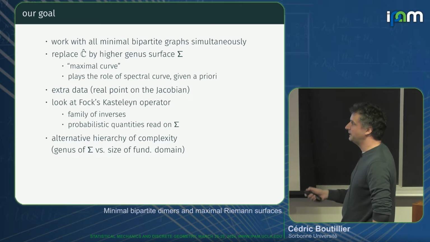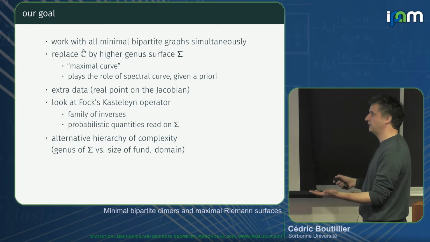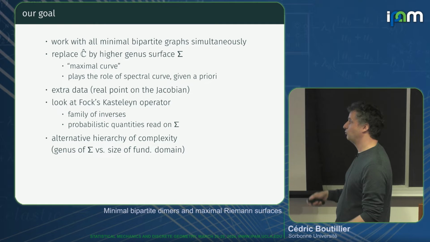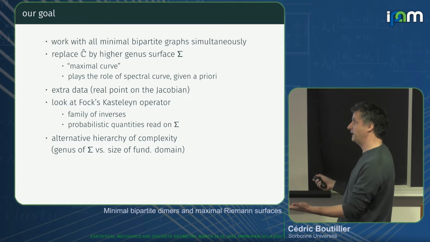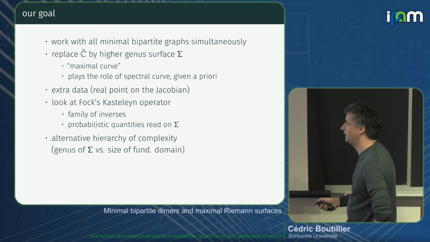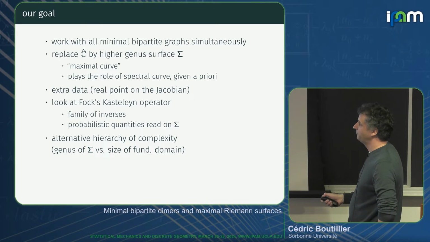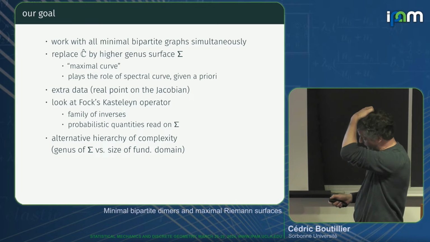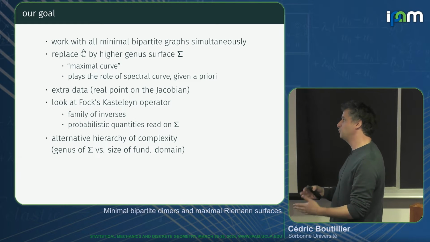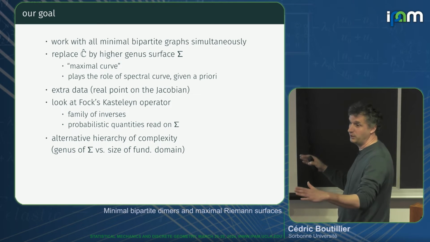We choose some extra data, which is a real point on the Jacobian of this surface, and we look at the Fock-Kasteleyn operator on this family of graphs. And what we want to do is define a family of inverses for this operator in this general context, and try, in fact, to read some probabilistic quantities as functions on sigma directly. You can see this as a way to provide an alternative classification of complexity of infinite planar graphs.